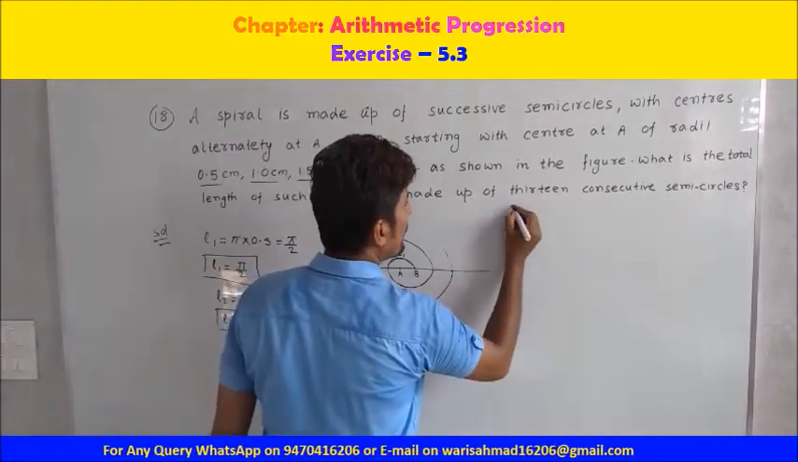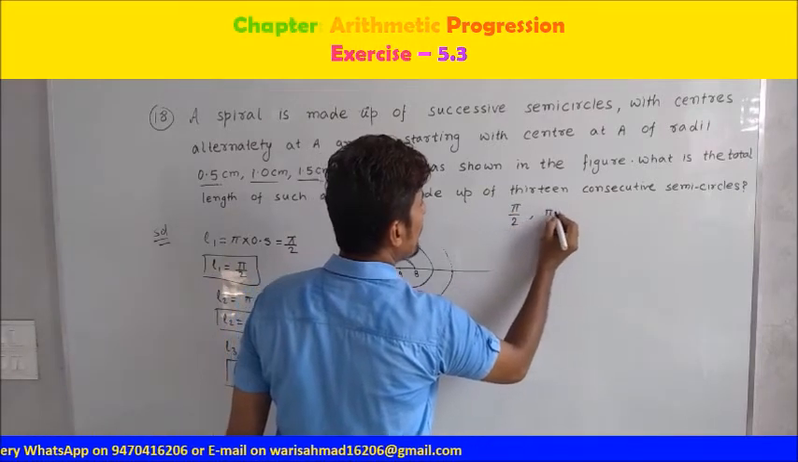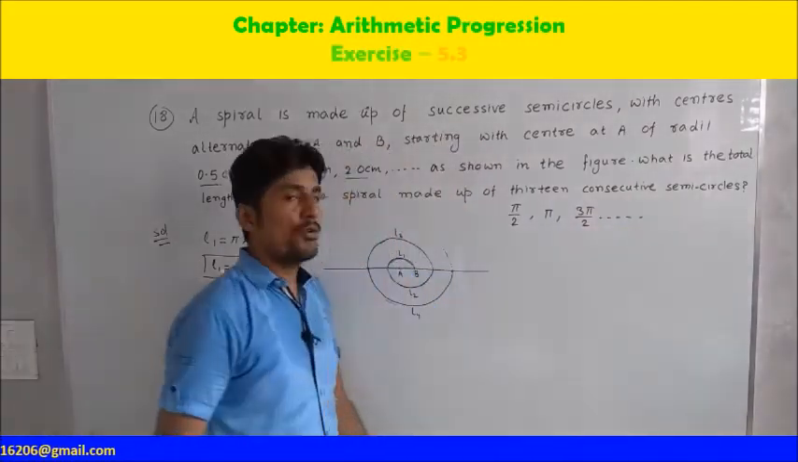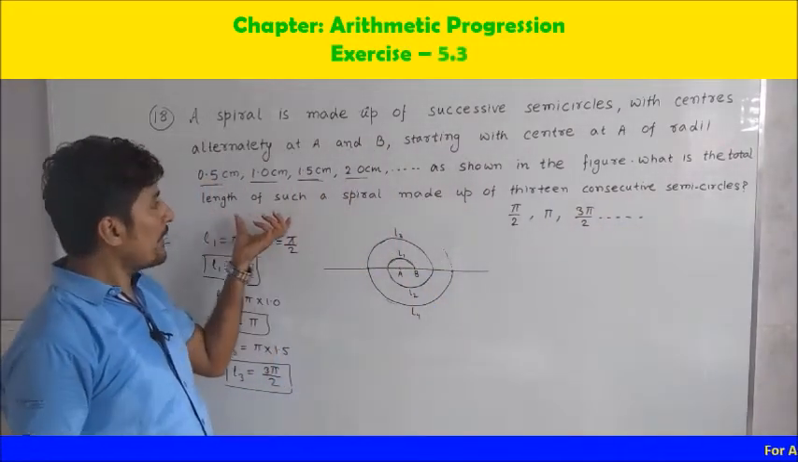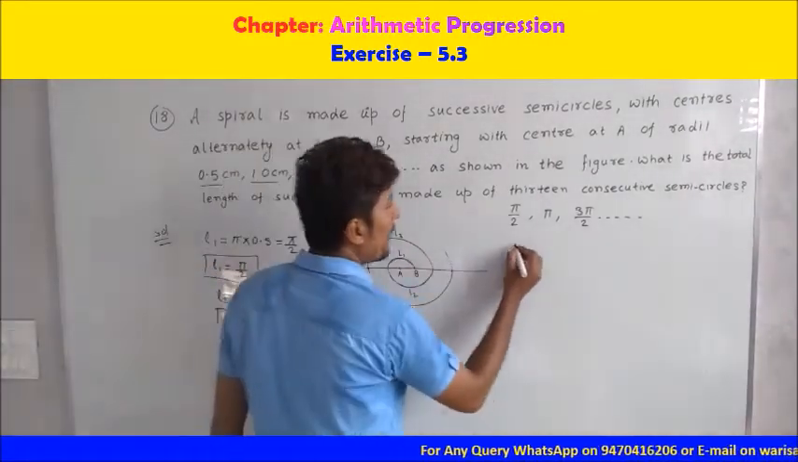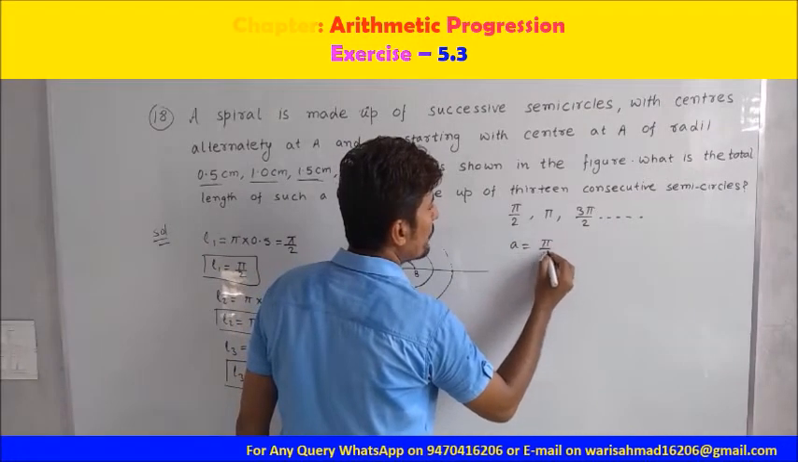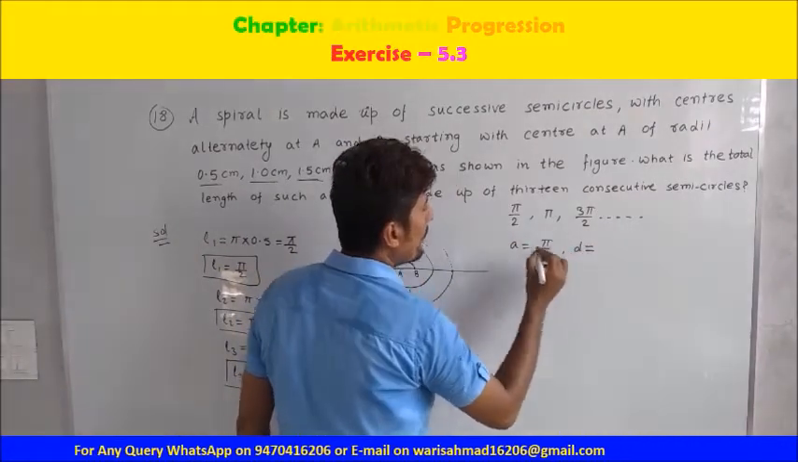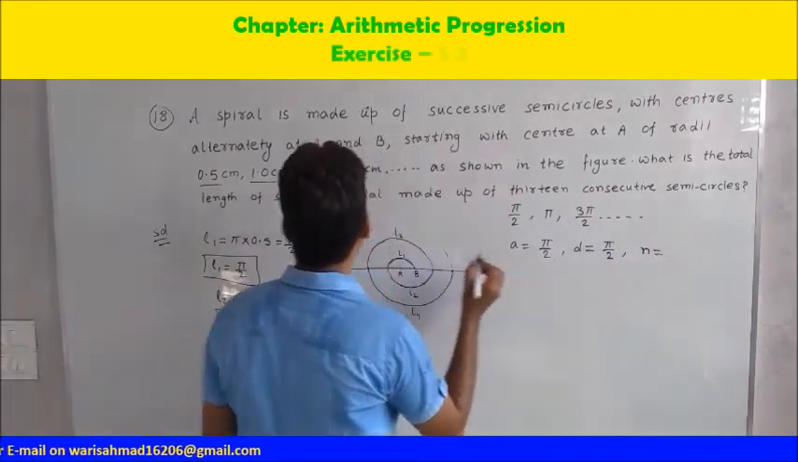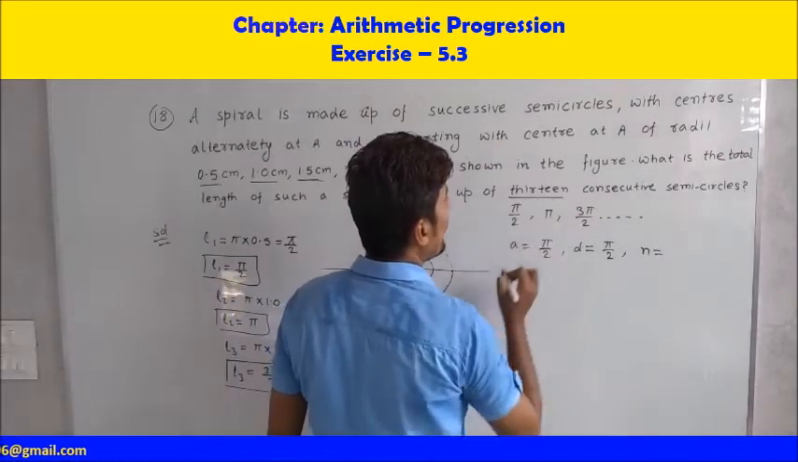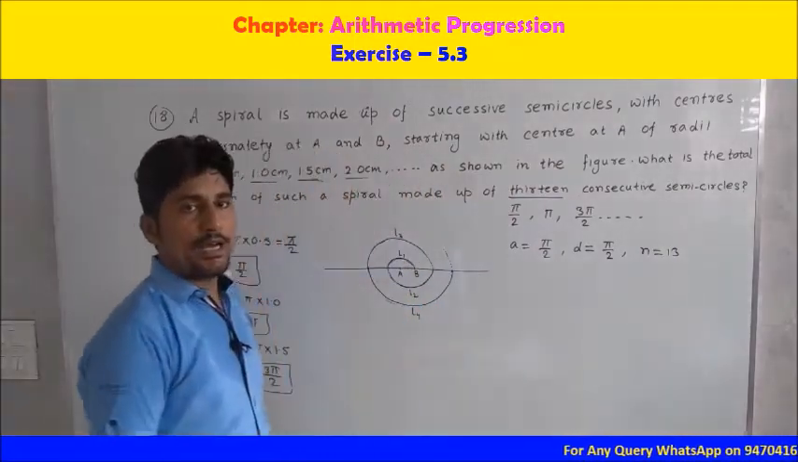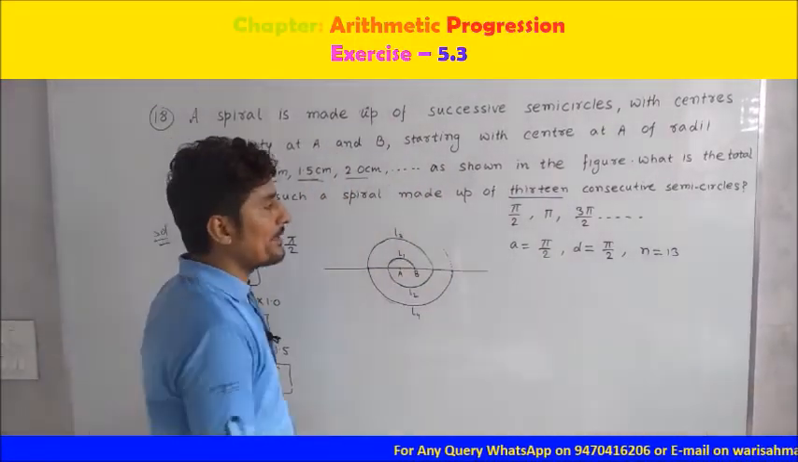So the very first term of this AP is pi upon 2, the second one is pi, the third one is 3 pi upon 2, and we have to find the total length of the spiral made up of 13 consecutive semicircles. So here we can write the value of a will be equal to pi upon 2, while the value of d will be equal to pi upon 2, and the value of n will be equal to 13, because we have to find the length of 13 consecutive semicircles. So we can write here 13. After that we have to find the sum of all these terms of the AP.